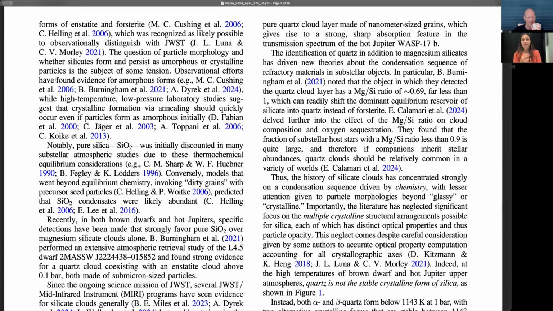And then the second thing to think about to set this all up is that silica or silicon dioxide, SiO2, any way you want to say it, was sort of ignored as a potential cloud material because from thermochemical equilibrium, you don't expect it to be the dominant mass of cloud material. You can make it if you think about non-equilibrium, so this concept of dirty grains where you have precursor particles. But a lot of the field, other than these very few studies, mostly ignored it.